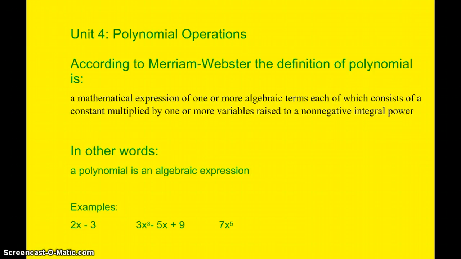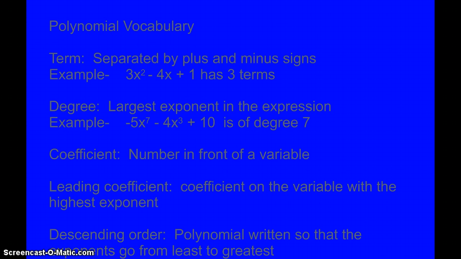Simply, what we're talking about when we're talking about polynomials is simply an algebraic expression. It's a mathematical statement that involves algebra. So we have three examples here. Our first example would be 2x minus 3. That would be a polynomial. 3x cubed minus 5x plus 9 is another example of a polynomial, as is 7x to the fifth. So let's move on to some other vocabulary here.